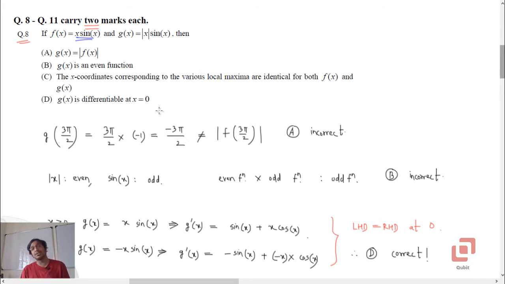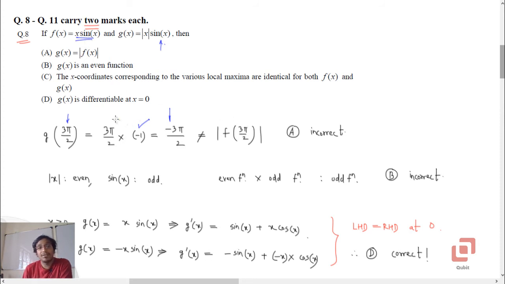Now I have solved this question by the method of elimination of the options. What I have done is I have picked a value of x for which sin x is negative but mod x is positive. The first one is 3 pi by 2. So what is g of 3 pi by 2? It is going to be mod of 3 pi by 2 into sin 3 pi by 2, which is negative 1. So this is clearly a negative number, negative 3 pi by 2. Now let us go to the function f and determine the value of f at 3 pi by 2. F of 3 pi by 2 will be 3 pi by 2 into minus 1.